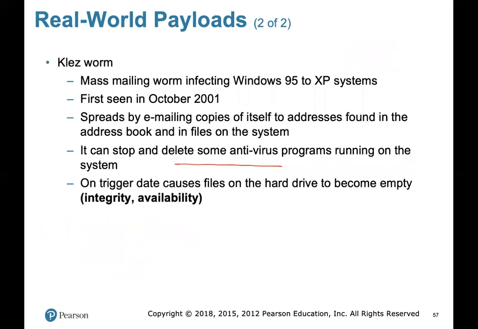We also have a worm which was first seen in October 2001, and it infected different versions of Windows, from Windows 95 to Windows XP. What it used to do was spread email copies in order to copy itself and propagate to the persons in your address book.